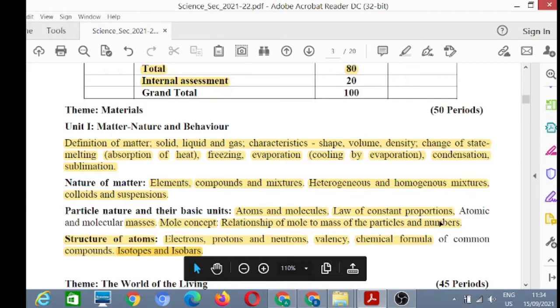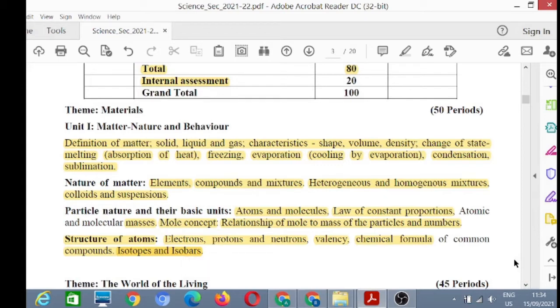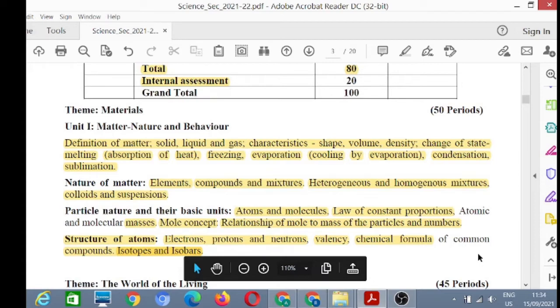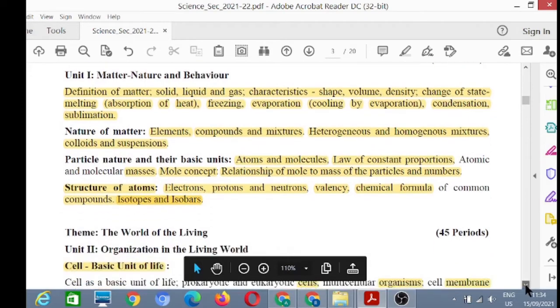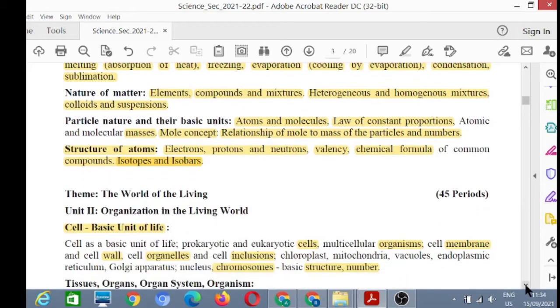Now next topic is structure of the atoms. So here we can see the structure of atom involves electrons, protons, neutrons, nucleus, orbits. So for example, electrons are negatively charged, protons are positively charged, and the number of electrons, number of protons, number of neutrons, on the basis of which we determine atomic mass and atomic numbers.